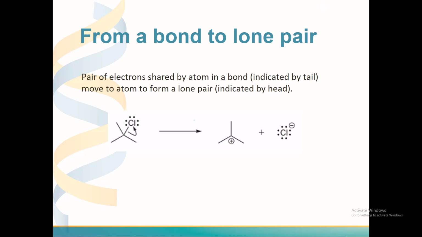Next, from a bond to a lone pair. A pair of electrons shared by atoms in a bond is indicated by a tail. Here, this is the bond, the electrons shared in the bond, and this is the tail of the arrow. They move to an atom to form a lone pair. So here, chloride has 6 electrons, or 3 lone pairs, and then the electrons in this bond move to the chloride, so that from 3 lone pairs, it now has 4 lone pairs of electrons. Okay, as you can see here.